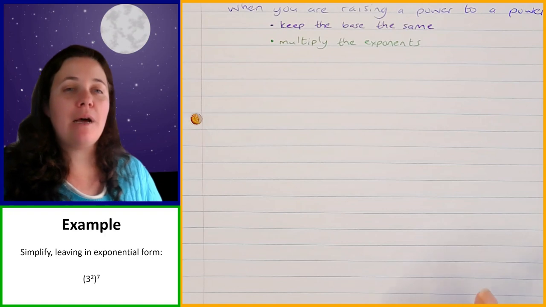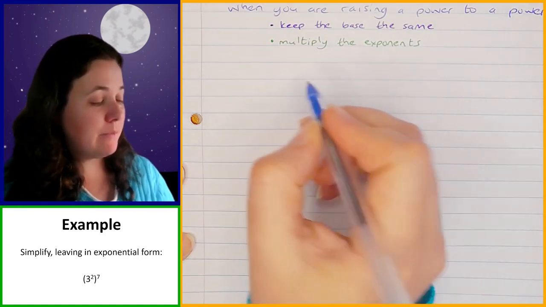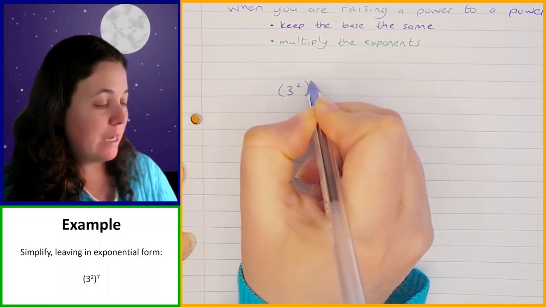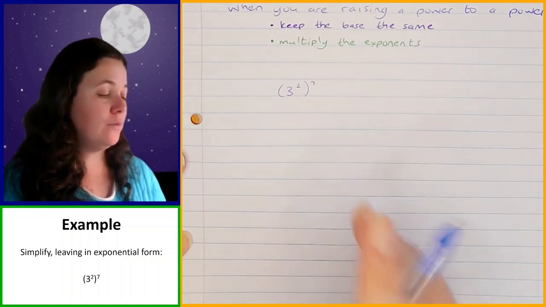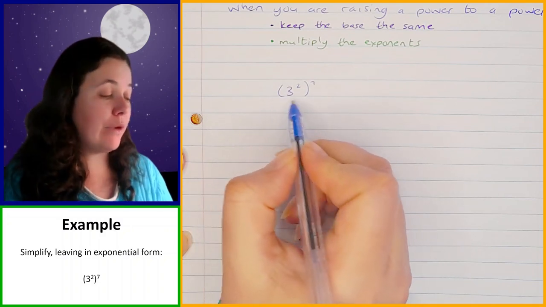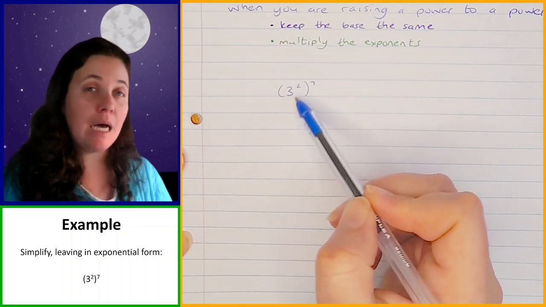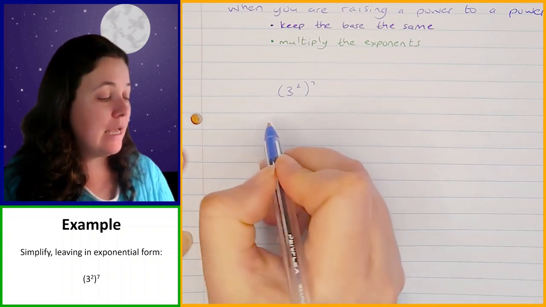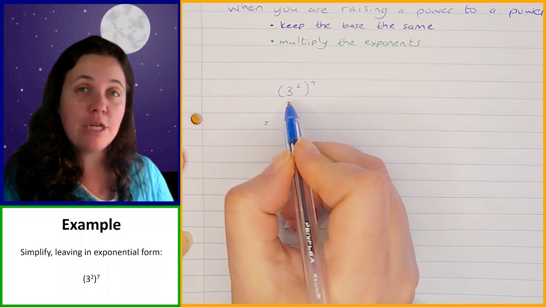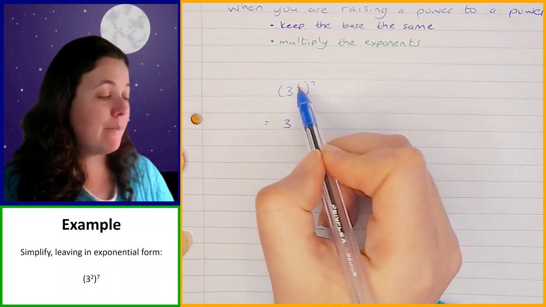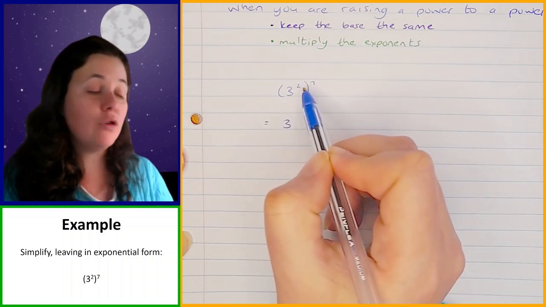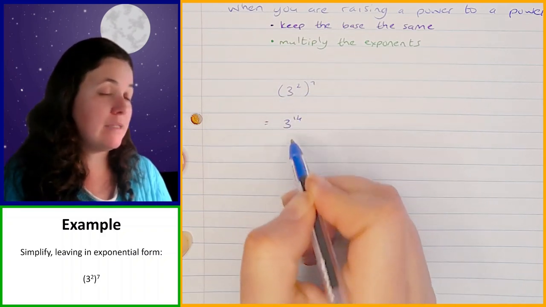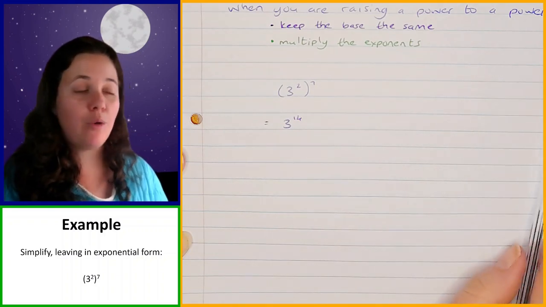You are going to simplify and leave in exponential form the expression 3 squared to the power of 7. Okay, so first of all, our rule says when we're raising a power to a power, and you can see over here I've got a power inside the brackets and it has an exponent outside the brackets, so I'm raising a power to a power. I keep the base the same, so the 3 is going to remain unchanged, and I multiply the exponents. So I have 2 times 7, and that gives me 14. So 3 squared to the power of 7 is the same as 3 to the power of 14.